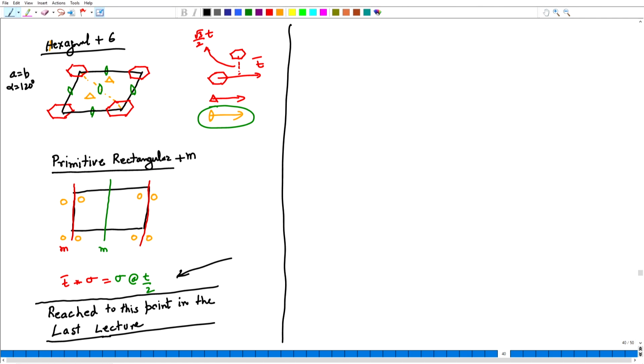Now, today we will begin with taking a centered rectangular lattice and add to this a mirror. So, my centered cell would be lattice points at the corners and a lattice point in the center of the cell. Now, let us add a mirror to this.